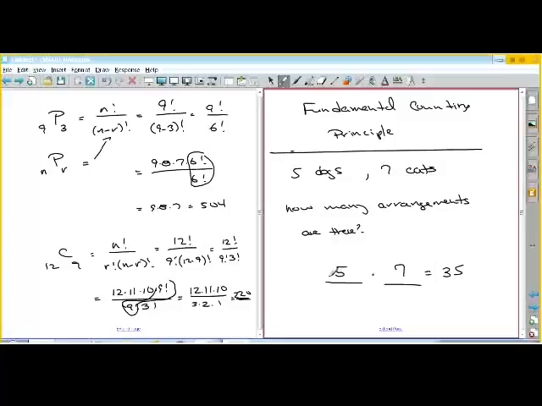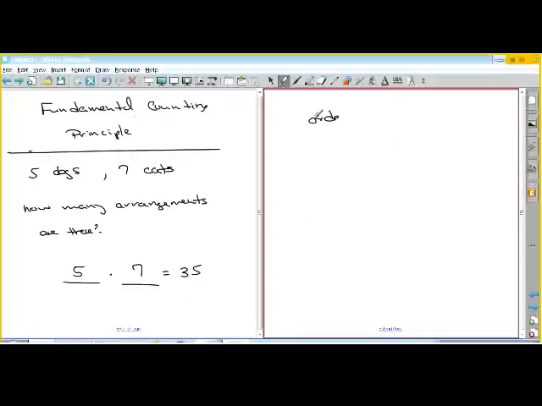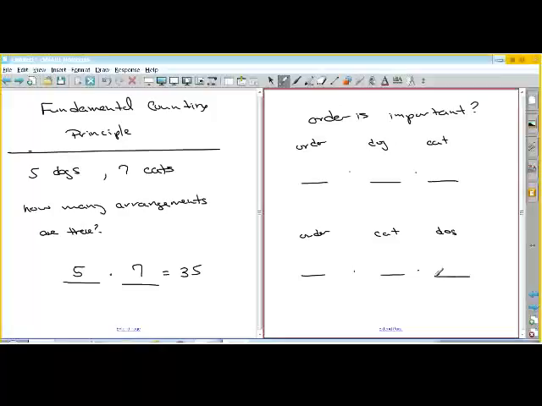Now, let's say the order is important. If it was a cat, then a dog, or a dog, then the cat, how would that change the number? So let's say order is important in how I'm choosing these. So what you would actually have is a 3-step process now. You'd pick the order, you'd pick the dog, and you'd pick the cat. Or you could pick the order, and you could pick the cat, and then you could pick the dog.